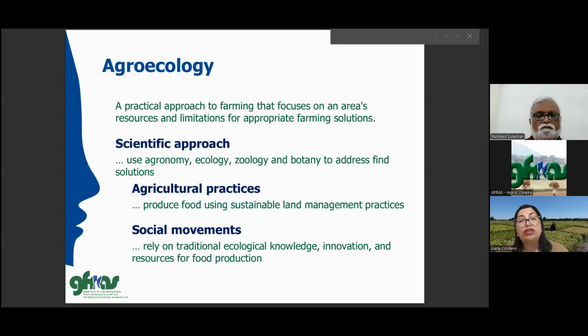So we have agroecology as an instrument. Most of you must be familiar with agroecology, which is a practice for farming focusing on agronomy, ecology, zoology, and botany, and agricultural practices that are focused on producing food using sustainable land management practices, and also rely on traditional ecological knowledge, innovation, and resources for food production, considering the social movements.